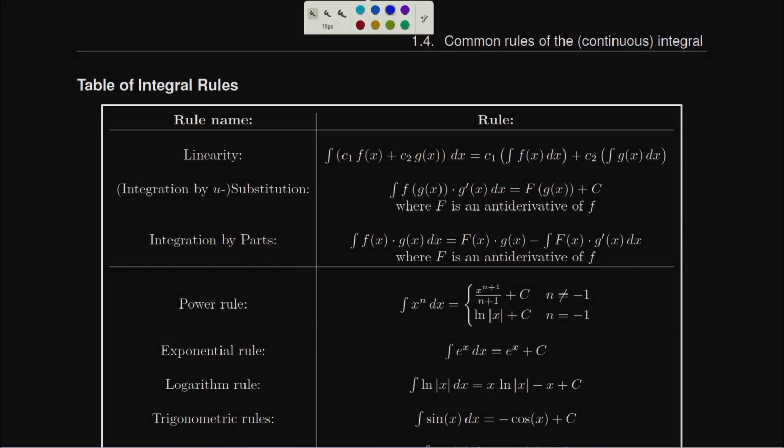So we are here on section 1.4, common rules of the continuous integral, and you probably recall in the previous video I did cover this table of integral rules, which I've included at the beginning of this section. We're actually going to spend three days on this section, mostly because this is the beginning of the part of Calculus 2 that most students really have a hard time with. It's one of the reasons why Calculus 2 is notorious for being a difficult class, and I want to express the reason why.